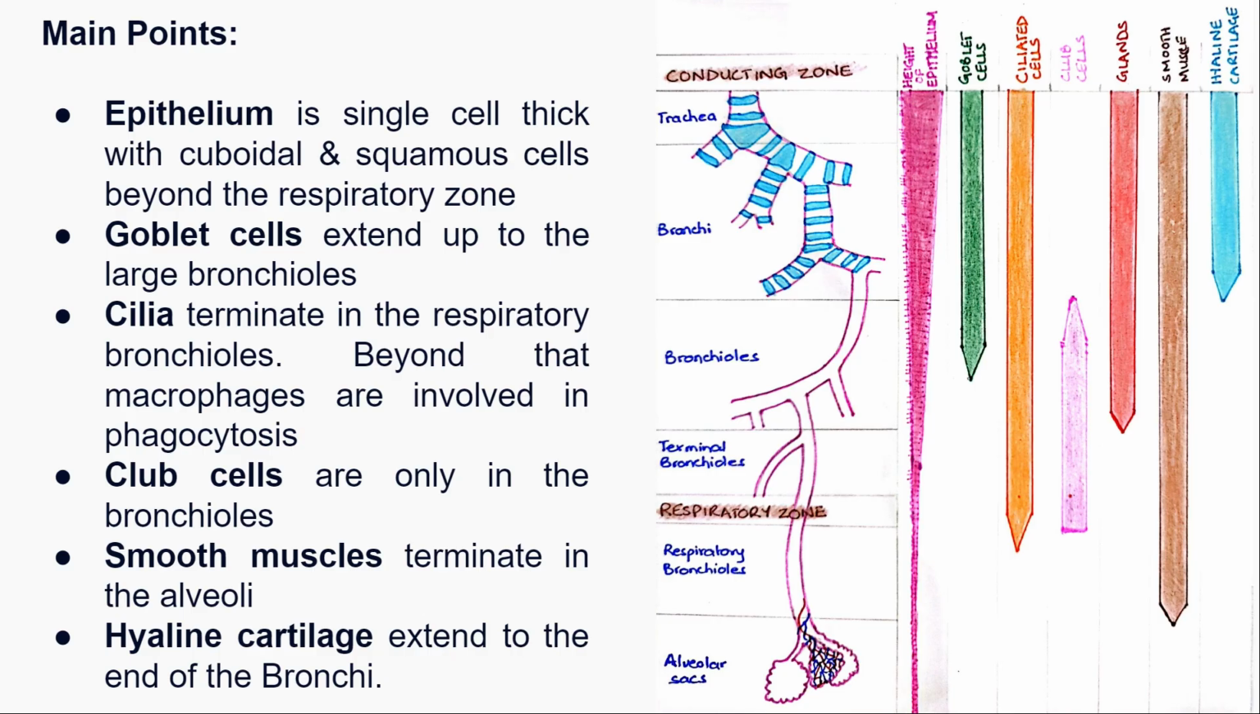Here is a figure to remember the extent of certain epithelia and cells in different parts of the respiratory tract. Make sure to take your time and go over these points. Note where the goblet cells, club cells, cartilage, and smooth muscle fibers are and where cilia terminate.